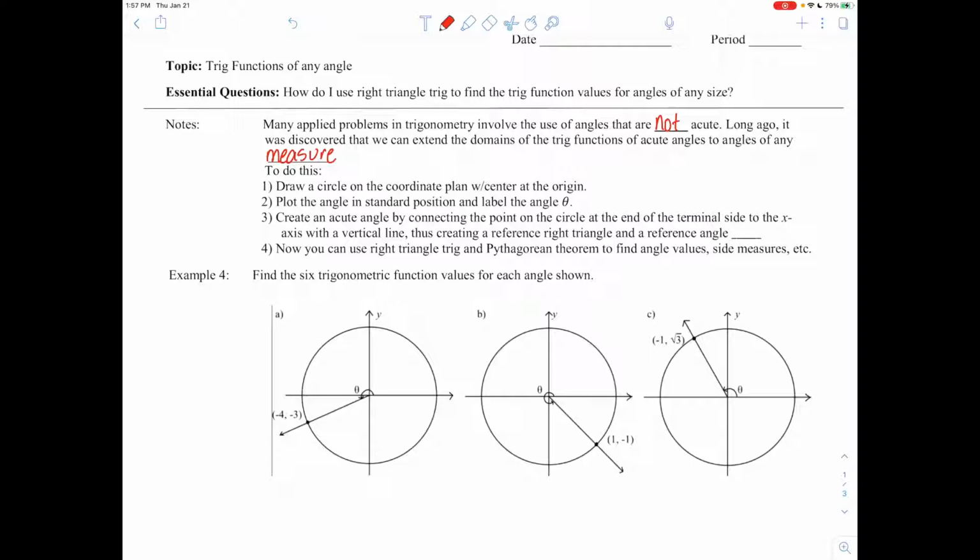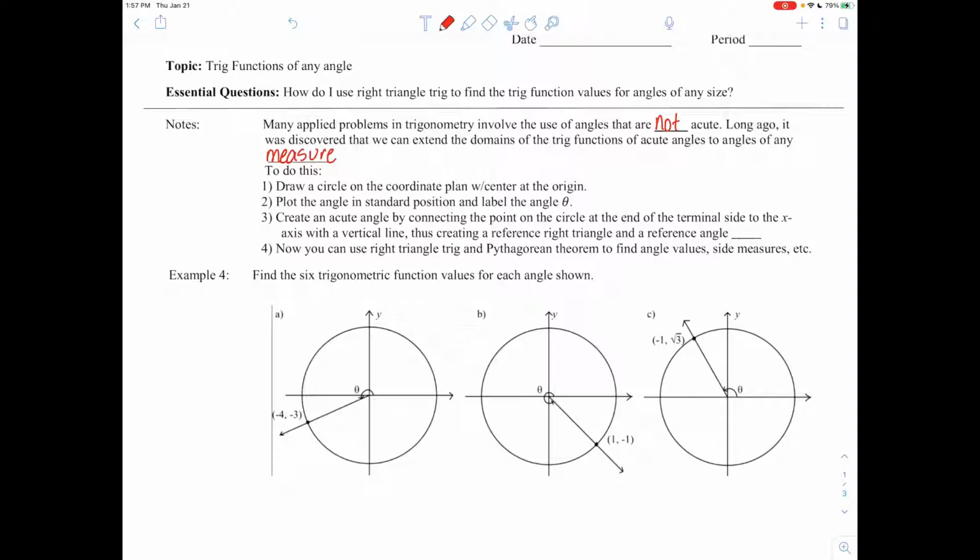One way it was done was by plotting an angle on an XY coordinate plane, creating a circle to represent that circular motion and then measuring the angle using that circular motion, right? So if you draw a circle on a coordinate plane with the center at the origin, then you plot the angle that you're supposed to be looking at in standard position and label the angle theta. Then you create an acute angle.